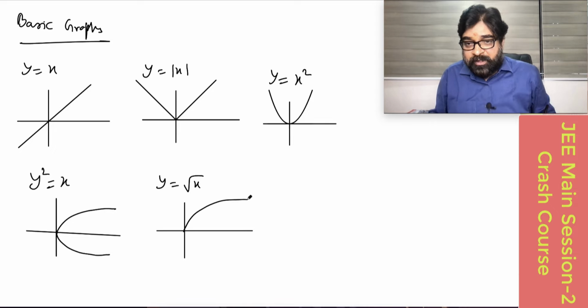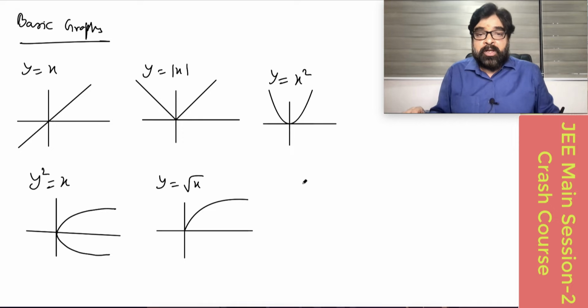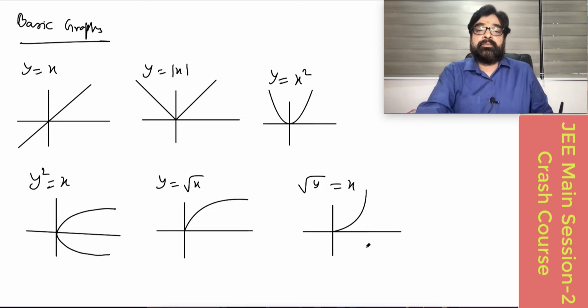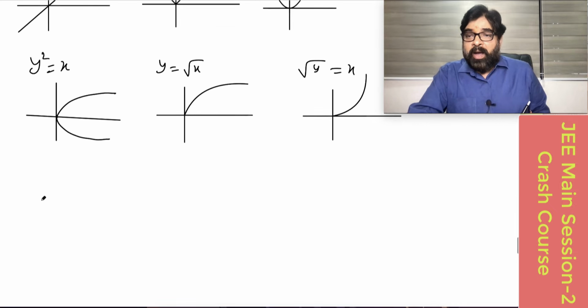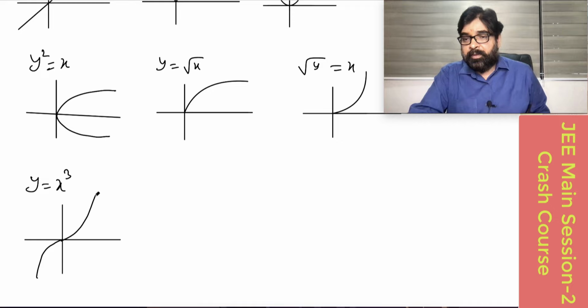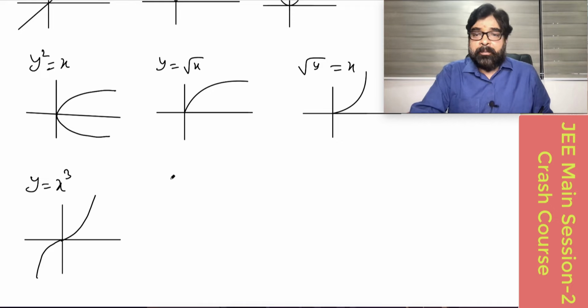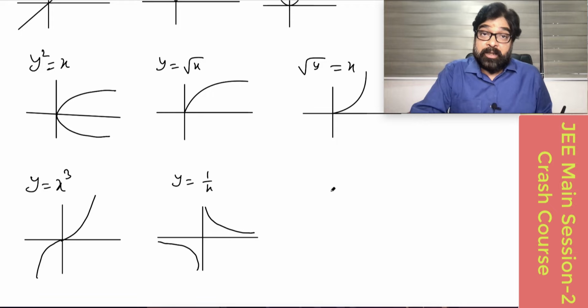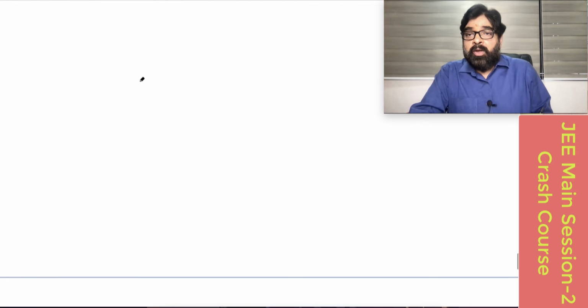Y equal to root x graph is this, meaning only this portion. Same way, root y equal to x is this graph. Are you getting it? Y equal to x cube, this is the graph. Are you getting it? And y equal to 1 by x. This graph you have to remember. This is also called the rectangular hyperbola. These things you should remember. Understood my point? Next.